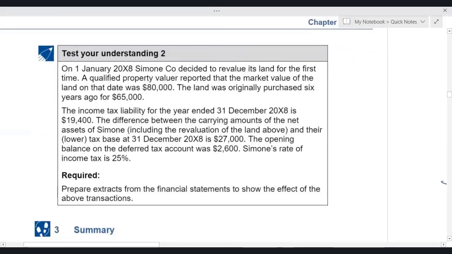Okay. Then we have a test your understanding two. In test your understanding two, what are they asking? They are again asking us to prepare extracts from the financial statements to show the effect of the above transaction. Let's see. On January X8, Simon Company decided to revalue its land for the first time. And we know that taxation authorities do not accept revaluation.